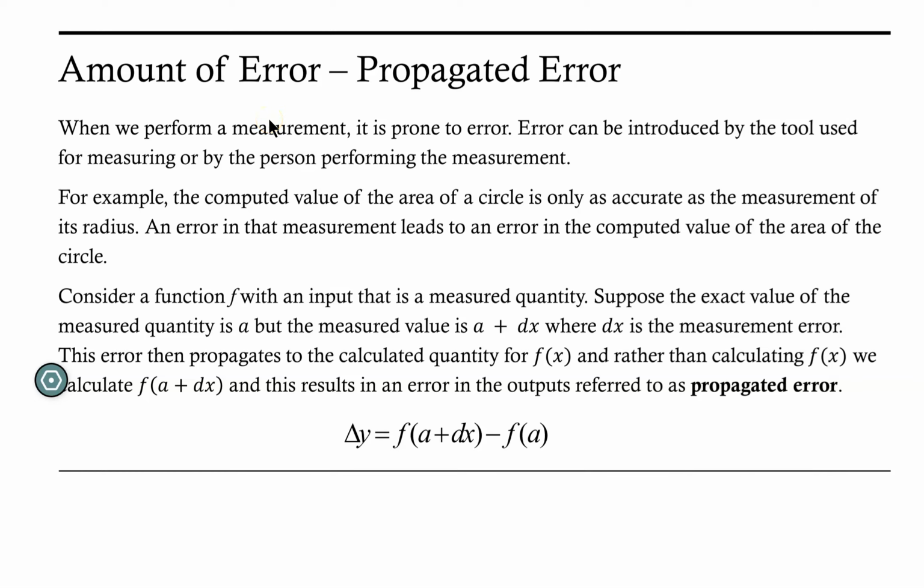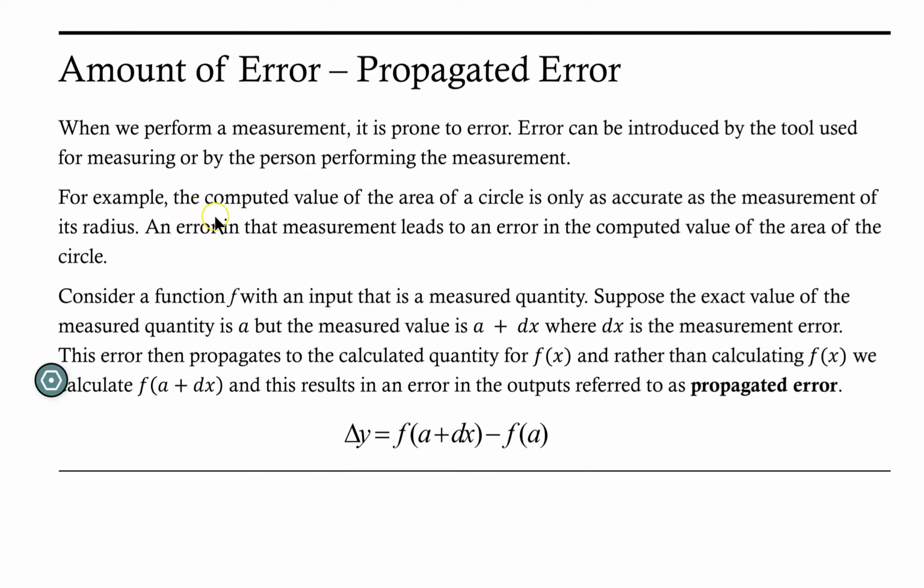Welcome. Let's take a look at error as it occurs when we measure quantities and perform calculations based on those measurements. The amount of error we'll want to first discuss is what's known as propagated error. It is a fact that whenever we perform a measurement, it is prone to error. The error can be a result of the tool that was used for the measuring, or it can be a result of the person's process in performing that measurement.